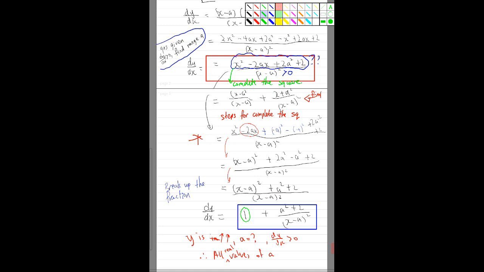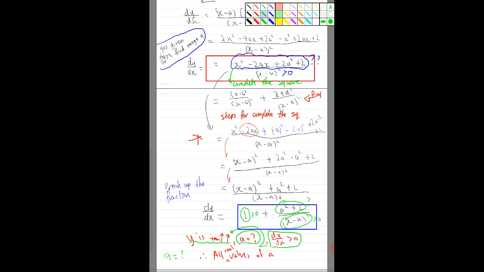1 is always positive, the denominator is always positive. So the question is, what value must A be so that the whole dy/dx is positive? So we say that for y to be increasing, what is the value of x so that dy/dx is positive? Or rather, when dy/dx is positive, then we can say that it is an increasing function. So the question now is, what is A?